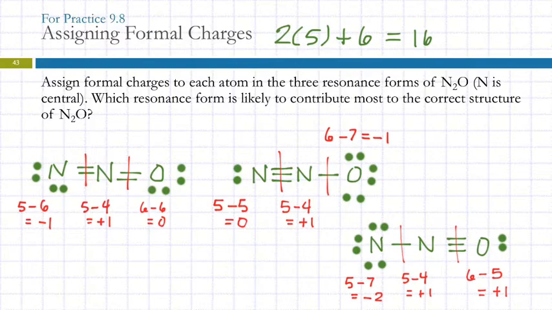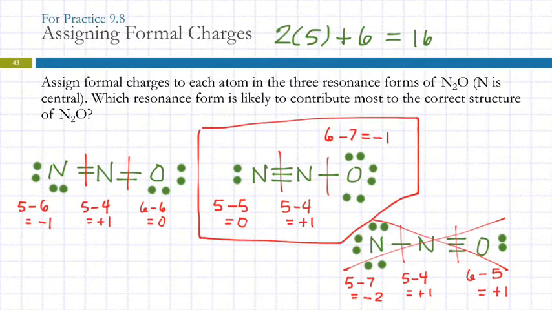We're asked to figure out which is likely to contribute most to the correct structure. Well, it's not going to be that one, because that's higher formal charges. That's not as good. Here we have the same formal charges, they're just in different places. We have a negative formal charge. The best one will give the negative formal charge to the more electronegative element, which is what, nitrogen or oxygen? Oxygen. Oxygen's more electronegative. This structure gives the negative formal charge to oxygen. And so that's our winner. Winner, winner, chicken dinner, right there.